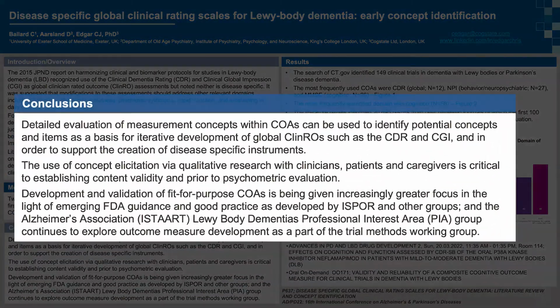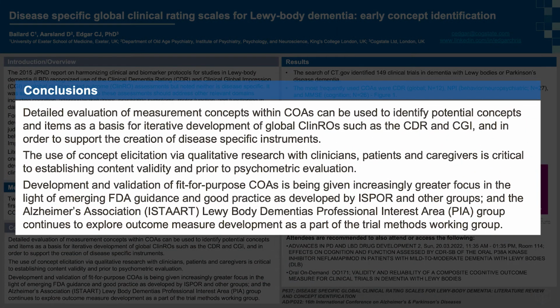Future work then should include the use of primary research in patients, caregivers and clinicians to build a conceptual framework for a global instrument with established clinical relevance and fit for purpose as a measure of treatment benefit for clinical trials in DLB.